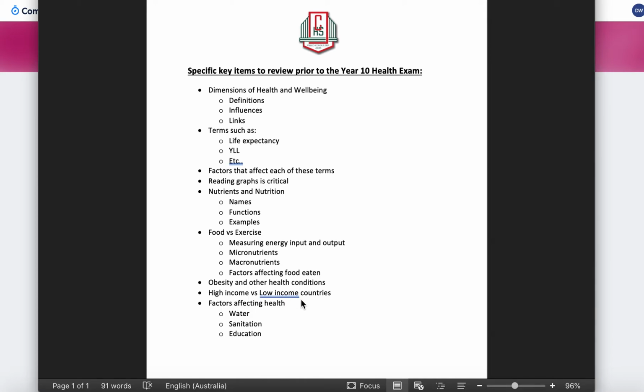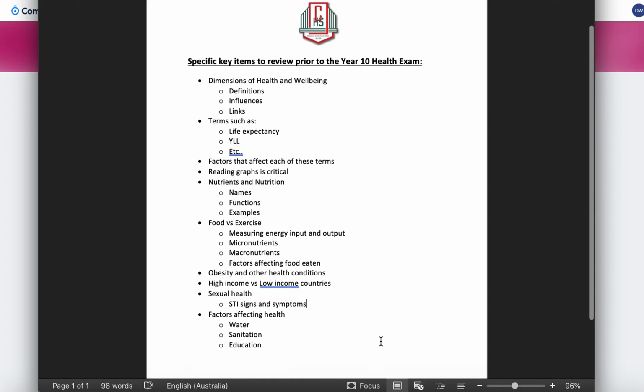We need to look at sexual health. My apologies that it's not on the list. I will add that in there now. And you need to look at some different STIs and some of the signs and symptoms, and understanding that. So I'll re-upload this document and your version will have that in there. And finally, factors that can affect health in terms of water, sanitation, education, etc.